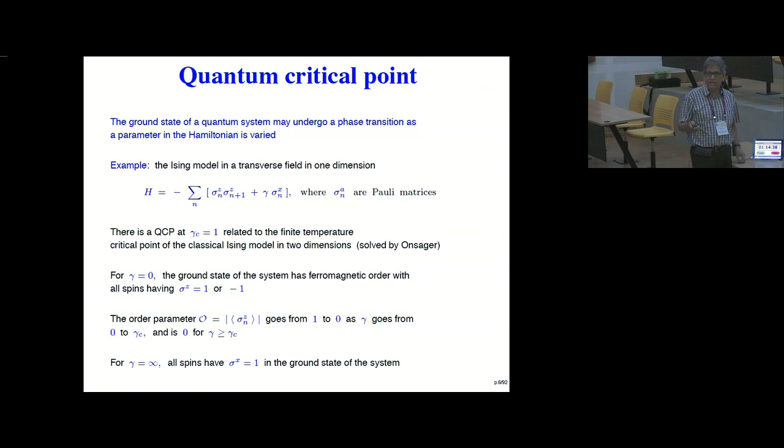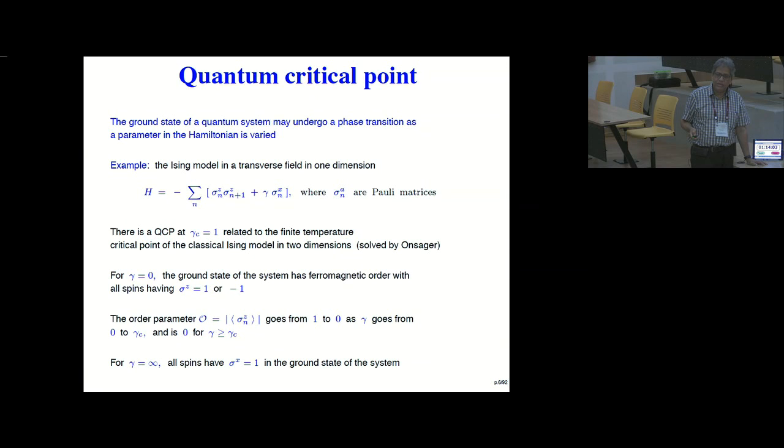Now let's try to understand this phase transition a little bit pictorially. For gamma equal to zero, it's clear that all the sigma z's want to line up so as to minimize this energy. They can line up either by having all the sigma z's equal to plus one at all sites, or all of them equal to minus one at all sites. So the ground state of this system has ferromagnetic order because all the sigma z's are lined up. In this case, the order parameter is one at gamma equal to zero.